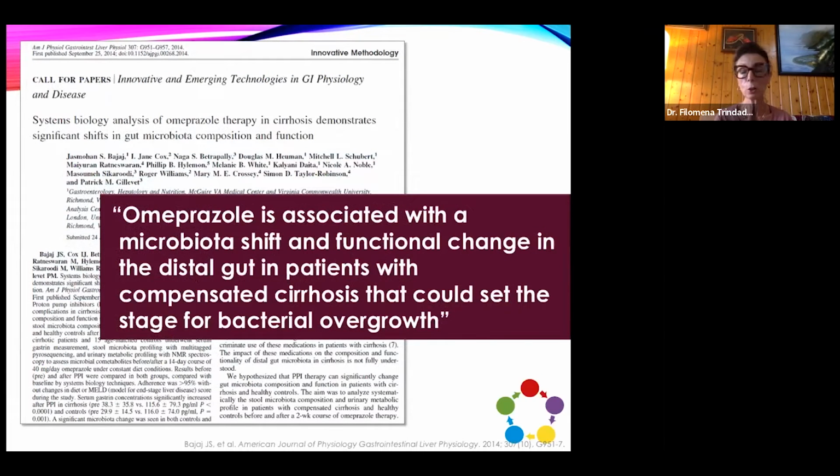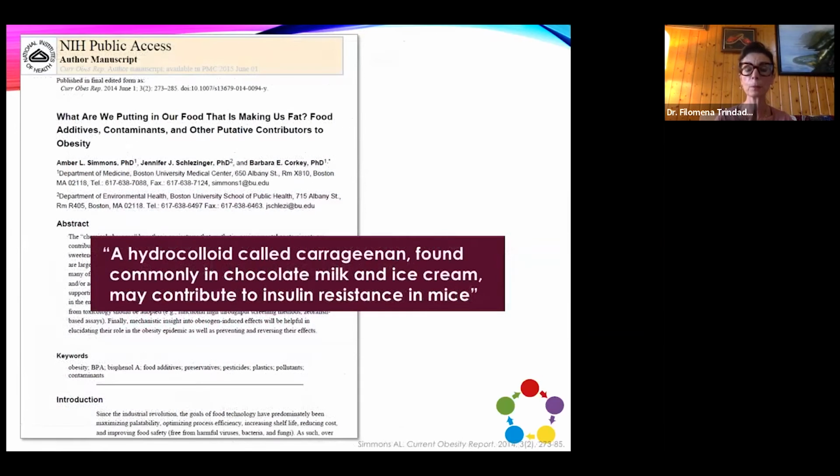Omeprazole and the wide use of proton pump inhibitors is also associated with a microbial shift, and that can then be that initial trigger that causes changes in the gut microbiota. And we see that that can also set the stage for small intestinal bacterial overgrowth. And we are seeing more and more of this, or I should say, changes in the gut microbiome, in particular in patients who have liver disease.